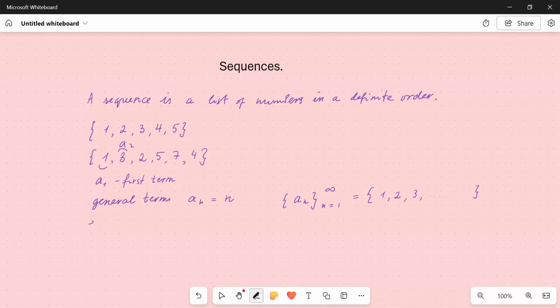For example, we can have a sequence looking like this: 1 over 2, 1 over 4, 1 over 8, and so on. You guys probably recognize a geometric sequence. The general term of this geometric sequence can be described as 1 over 2 to the power of n. We have here 1 over 2 to the power of 1. This one is 1 over 2 to the power of 2, and so on. The general term is going to be 1 over 2 to the power of n.